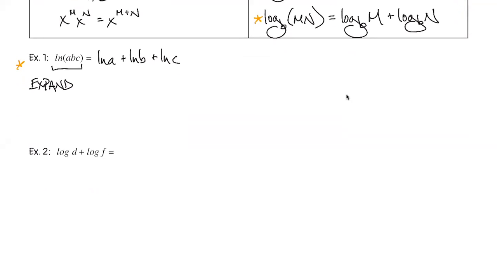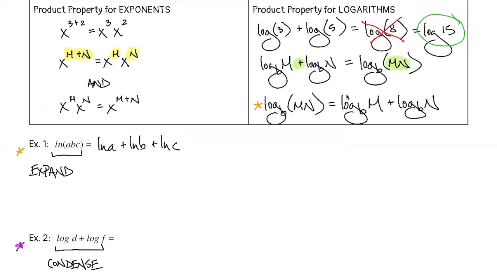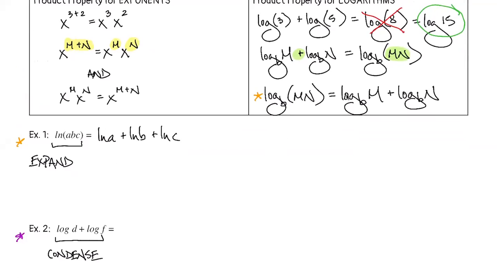I might also ask you to not expand, but condense. Meaning if you have a lot of logs, and this is what we use for equation solving, I want us to condense it into one log, mostly for the purposes of equation solving. And for that, we refer back to the top one, okay? So if I condense this log, what do I get? Log D plus log F.